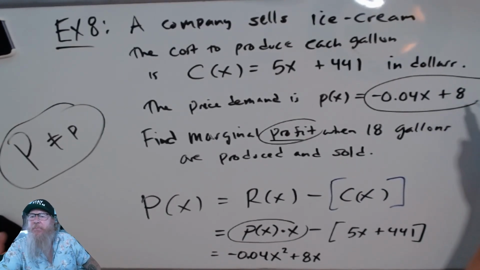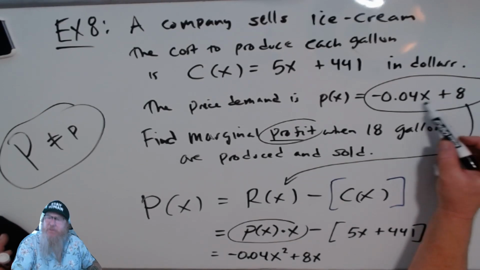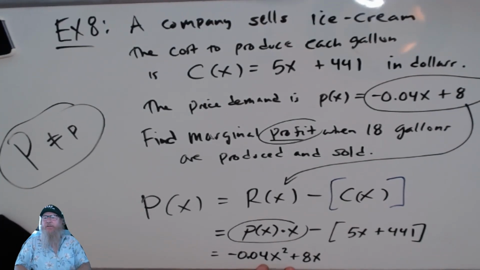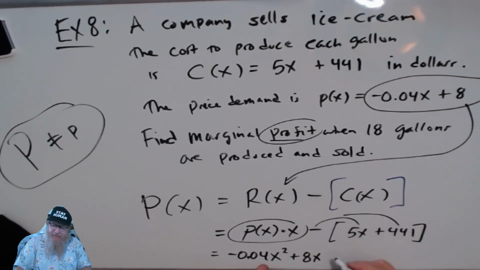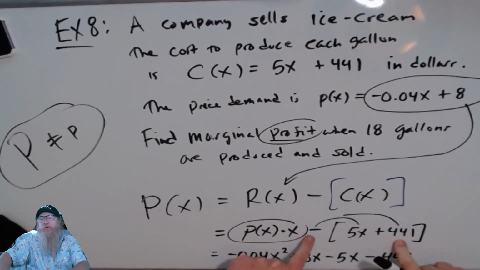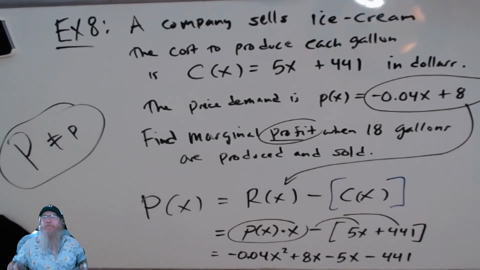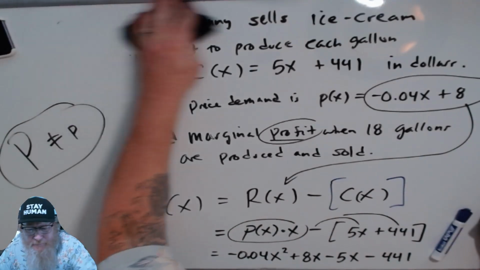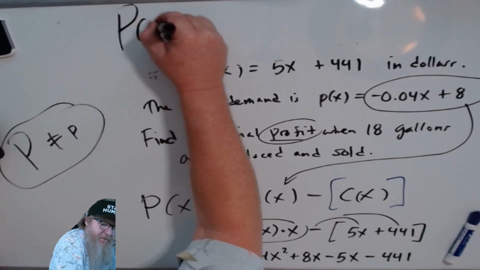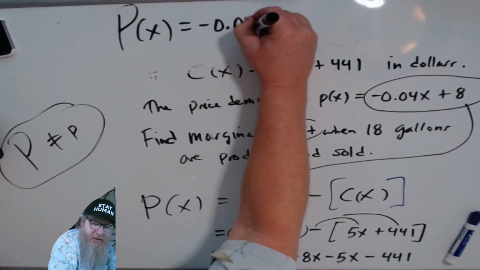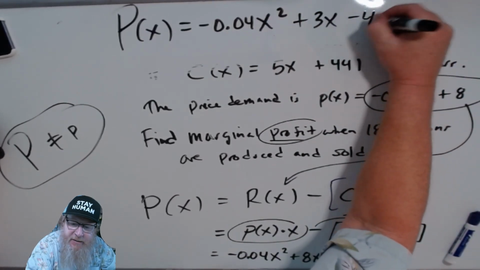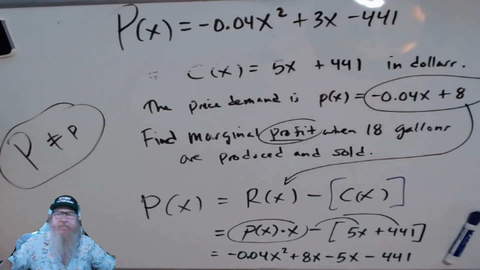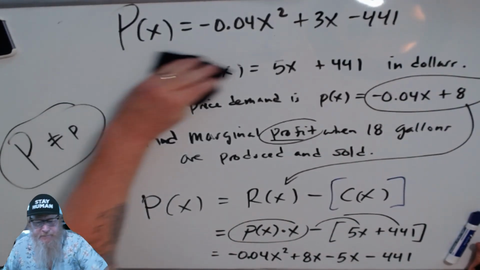So remember, to go from price demand to revenue, all you do is multiply each term by x, and it turns it into a quadratic equation. The reason why I put the extra parentheses here is because you're going to subtract 5x, and then you're going to subtract 441. So having these extra parentheses really helps. So my profit function is negative 0.04x squared plus 3x minus 441. That's my profit function.